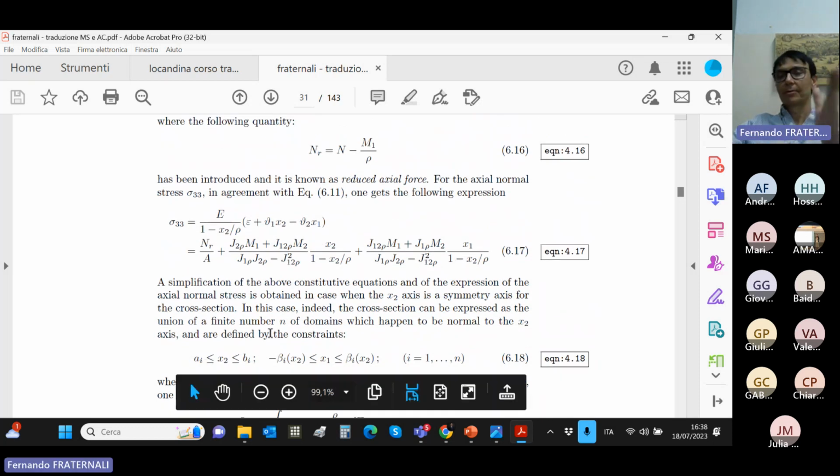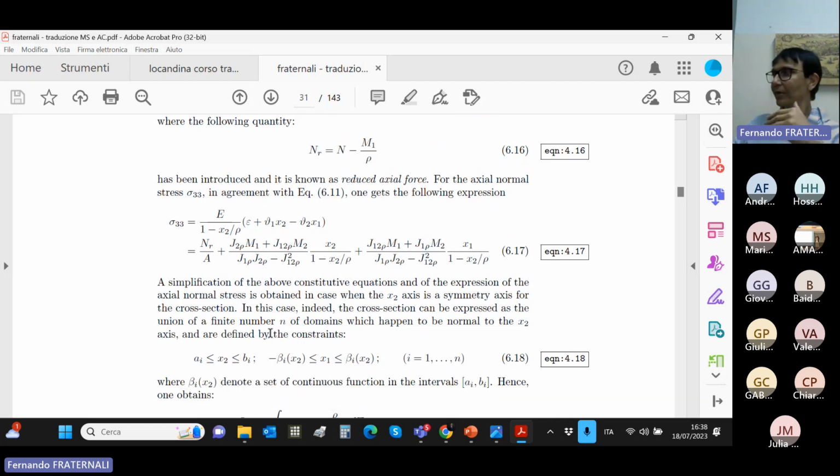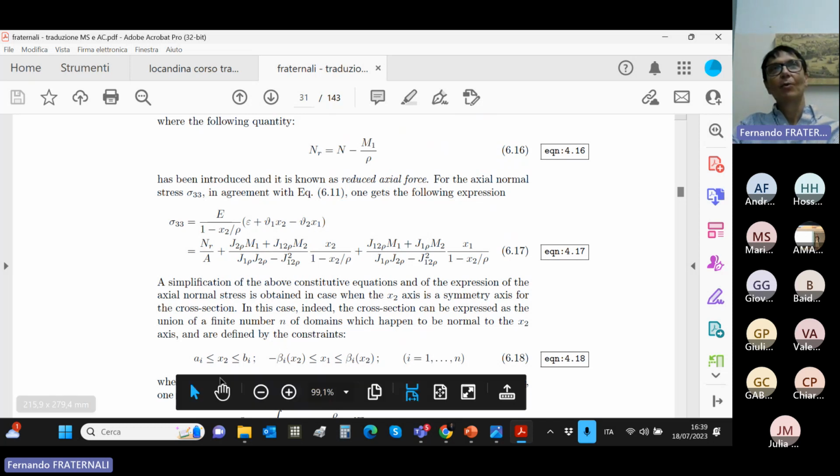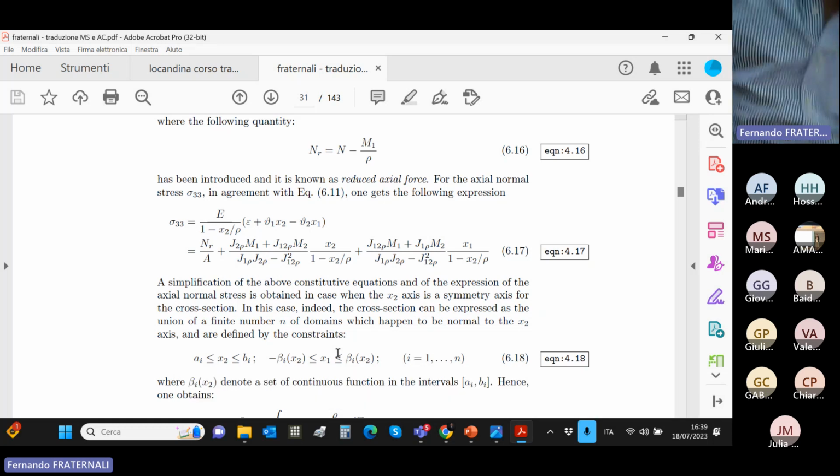So x2 varies between some bounds, and we can have more bounds because the section can be multiply connected, so we can have holes in our cross section. But if we have only one simply connected section, we will have only one of those inequalities. And then x1 varies between two curves that are parameterized as a function of x2. So those are basically the normal domains, domains like this one.